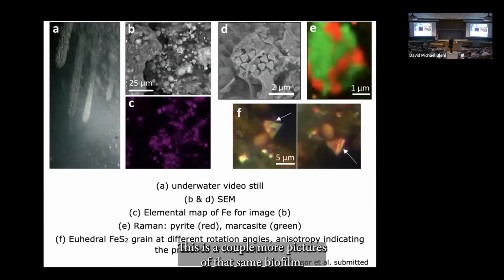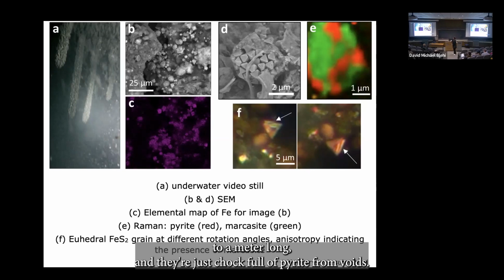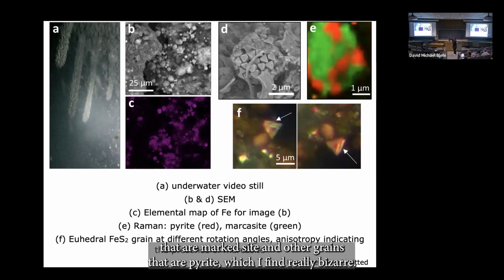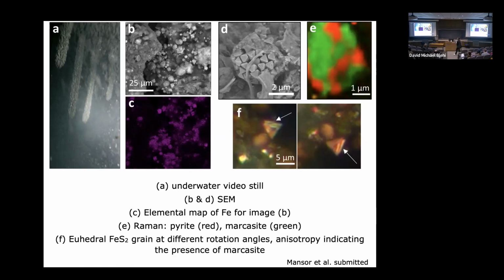So this is a couple more pictures of that same biofilm. It's really spectacular. These kind of ropey formations are like 0.5 meter to 1 meter long, and they're just chock full of pyrite framboids. This is a picture of a framboid that has little grains in it that are marcasite and other grains that are pyrite, which I find really bizarre.